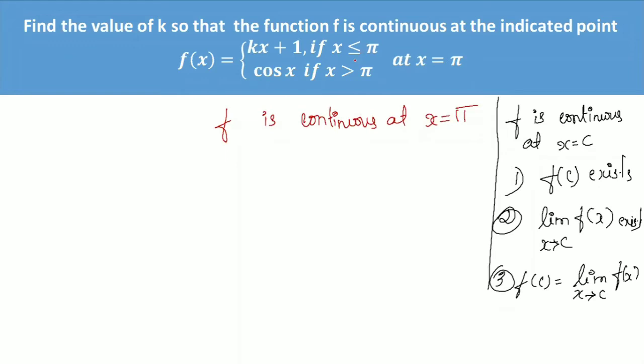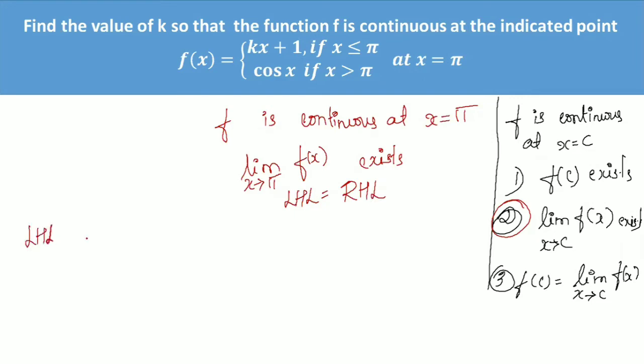When x is less than pi, the function is kx plus 1. When it is greater than pi, the function is cos x. So you have to go for the second definition, that is limit f of x as x tends to pi exists. This you know, because the function is continuous at x is equal to pi. So by this you know that LHL is equal to RHL. So you have to find LHL. It is limit f of x as x tends to pi from the left.